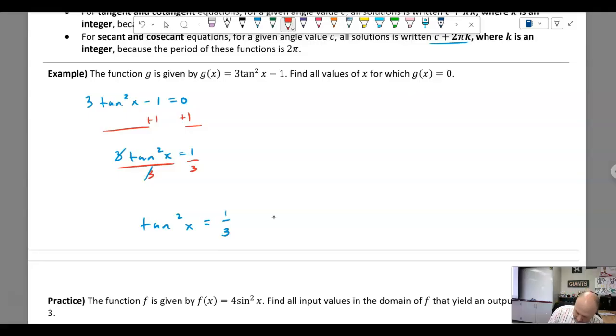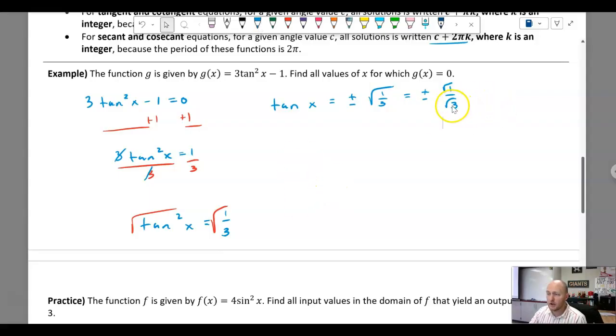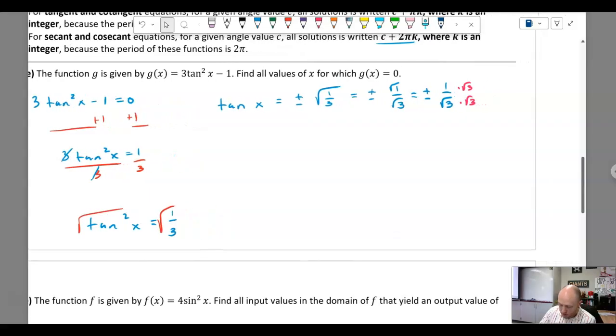Well, I'm going to take a square root here. What this gives me is tangent of x equals plus or minus the square root of 1 over 3, which is plus or minus the square root of 1 over the square root of 3. Now, this doesn't really look familiar, but if I simplify the numerator and then rationalize, this will look familiar. What if I multiply both by square root of 3 over square root of 3?